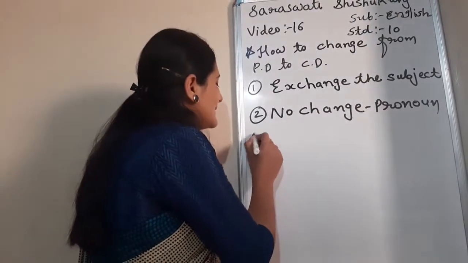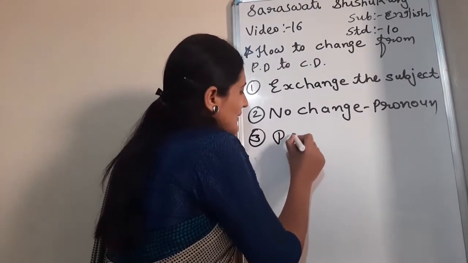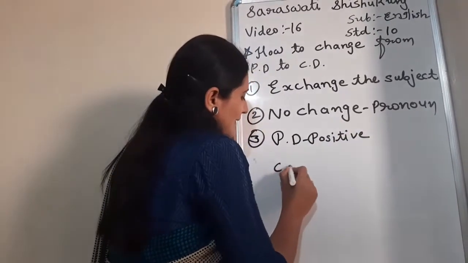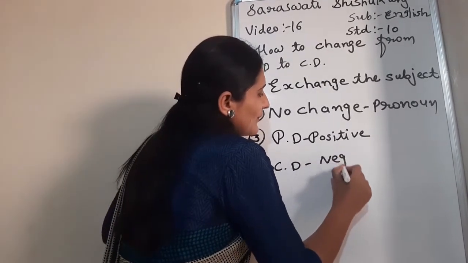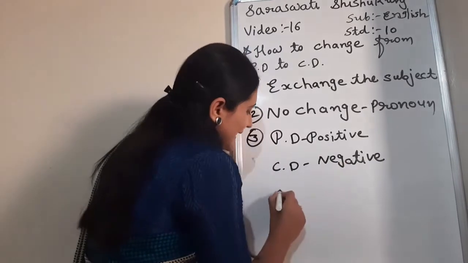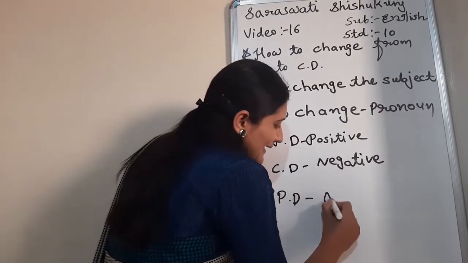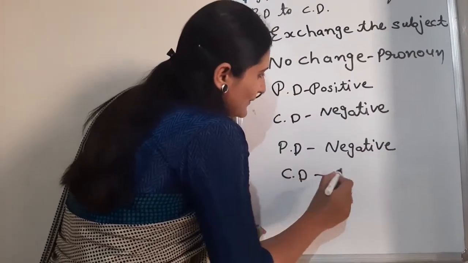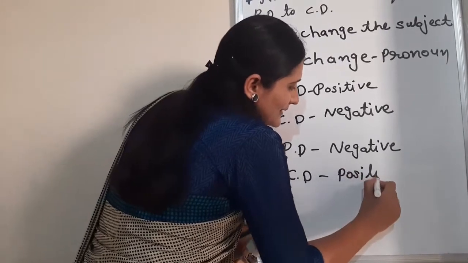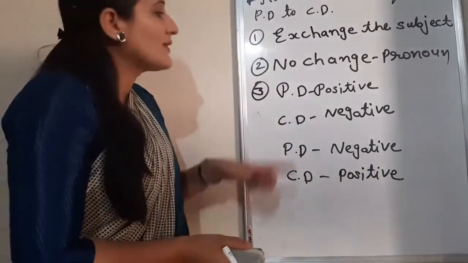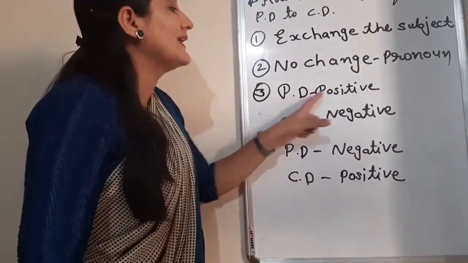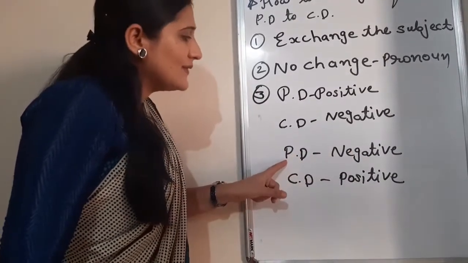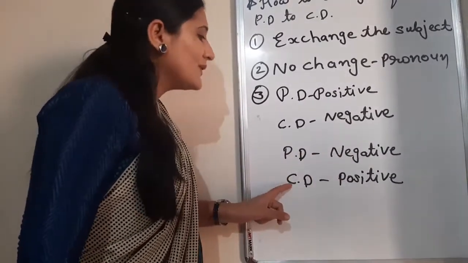Now, the third rule is, if positive degree is positive, then comparative degree will be negative. And if positive degree is negative itself, then comparative degree will be positive. See, vice versa. If positive degree is positive, then comparative degree will be negative. If positive degree is negative, then comparative degree will be positive.